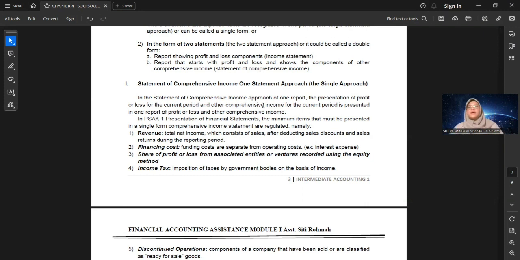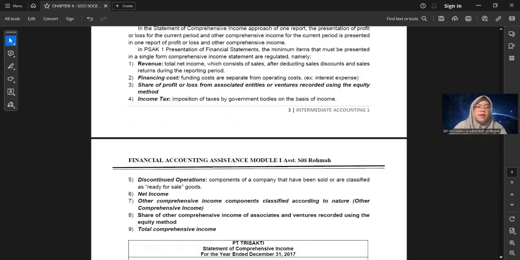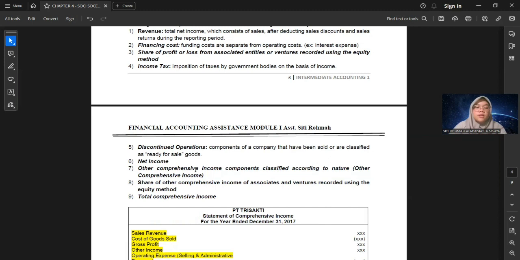In PSAK 1, presentation of financial statements, the minimum items that must be presented in a single form comprehensive income statement are regulated, namely revenue, of course, and then financing costs, and then share of profit or loss from associate entities or ventures recorded using the equity method, and then income tax, and then discontinued operation, net income, and then other comprehensive income components classified according to nature, and then share of other comprehensive income of associates and ventures recorded using the equity method, and the last one is total comprehensive income.